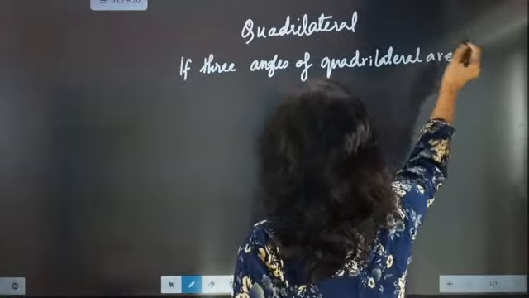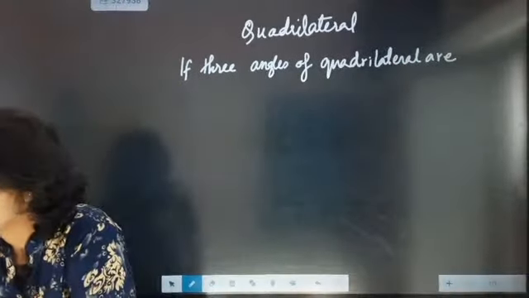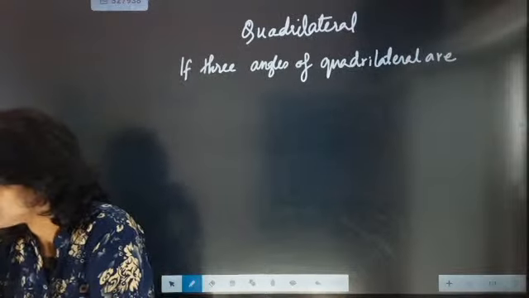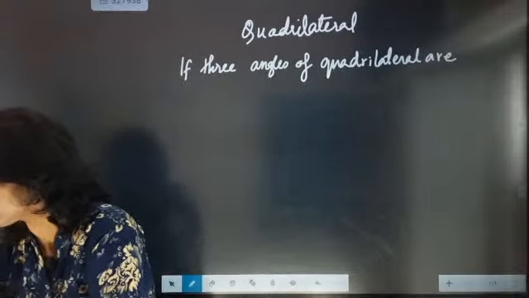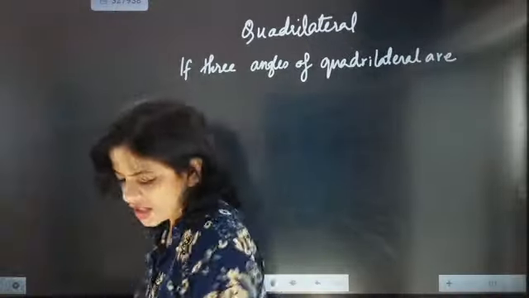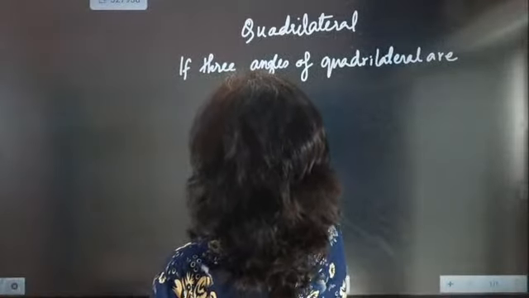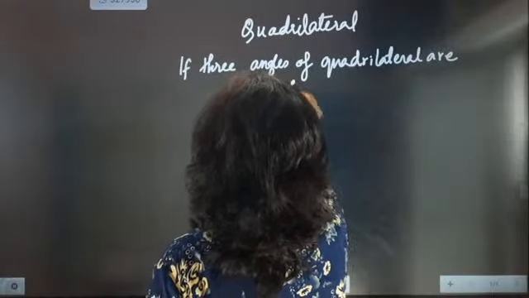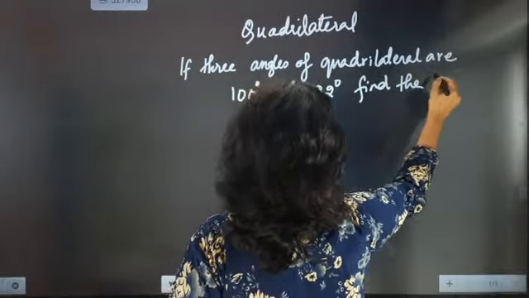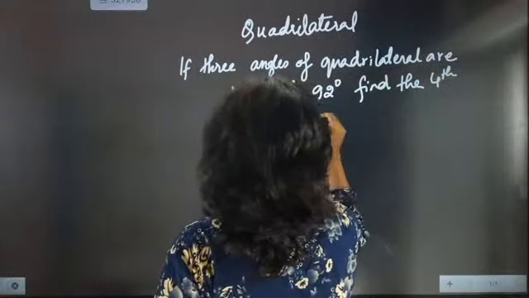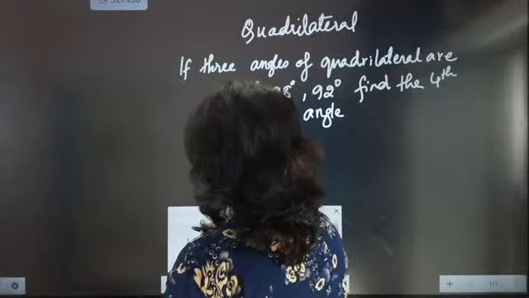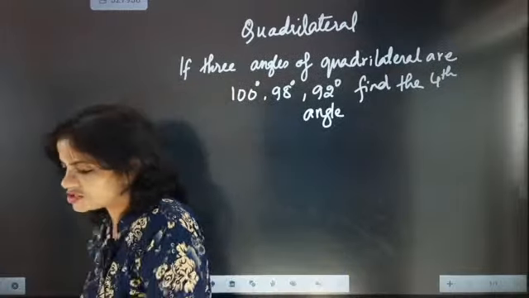quadrilateral are, see, mostly what they are doing is they are asking one 2-mark question, one easy question may be asked. So when an easy question may be asked, how to answer that question? Now look here, they may ask an easy question like, if 3 angles of a quadrilateral are 100, 98 degree, 92 degree, find the 4th angle. So like this one question we are expecting, but that too a very easy question. This is just to let you pass.